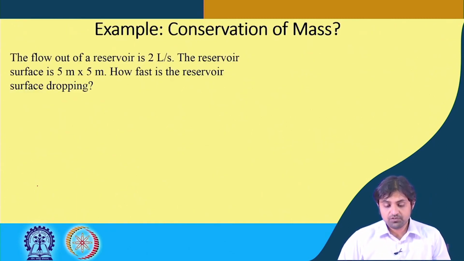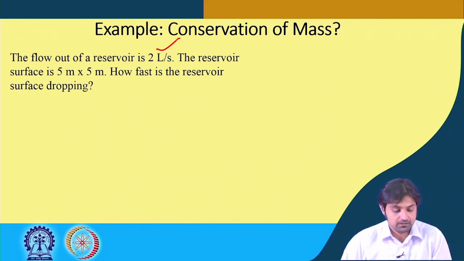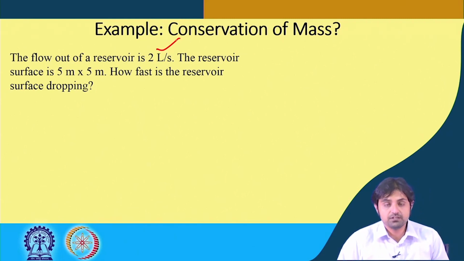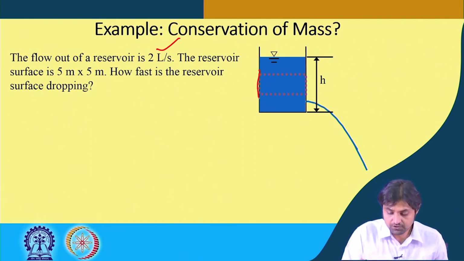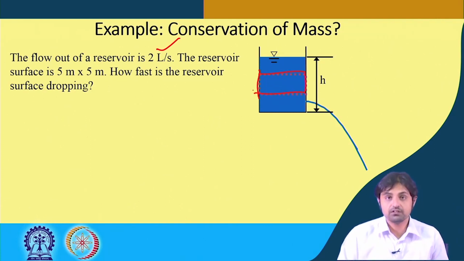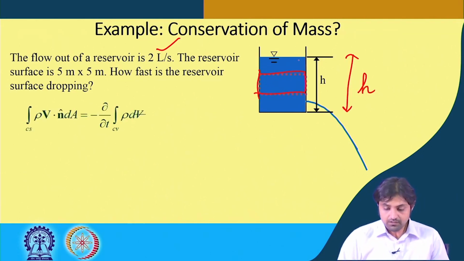So some examples of conservation of mass. The flow out of a reservoir, for example, is 2 liters per second. The reservoir surface is 5 meters by 5 meters. The question is, how fast is the reservoir surface dropping? So you see the control surface that we have drawn here, okay. This is the entire height h, as already indicated.